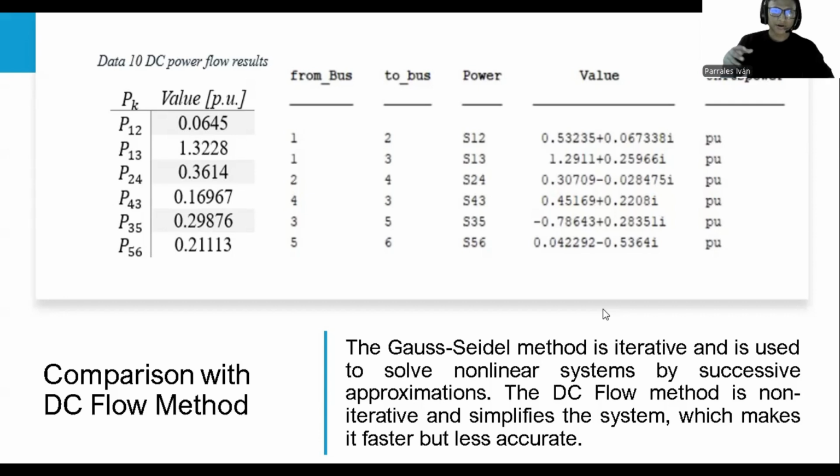However, in lines such as P35 and P56, the differences are larger, showing that the omission of reactive power in the DC method leads to significant errors when reactive power is not negligible.